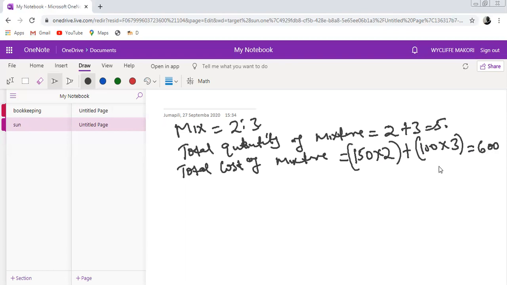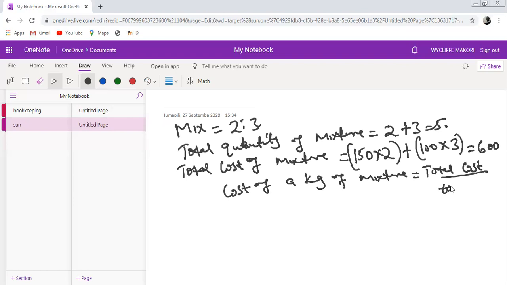That is where we got our 600. Once you get the total cost of the mixture and you have got the total quantity of the mixture, the cost of a kg of mixture is given by the total cost over the total quantity. So in this case, you find 600 over 5, and that is where we get 120 shillings from that particular example. It is as simple as that.